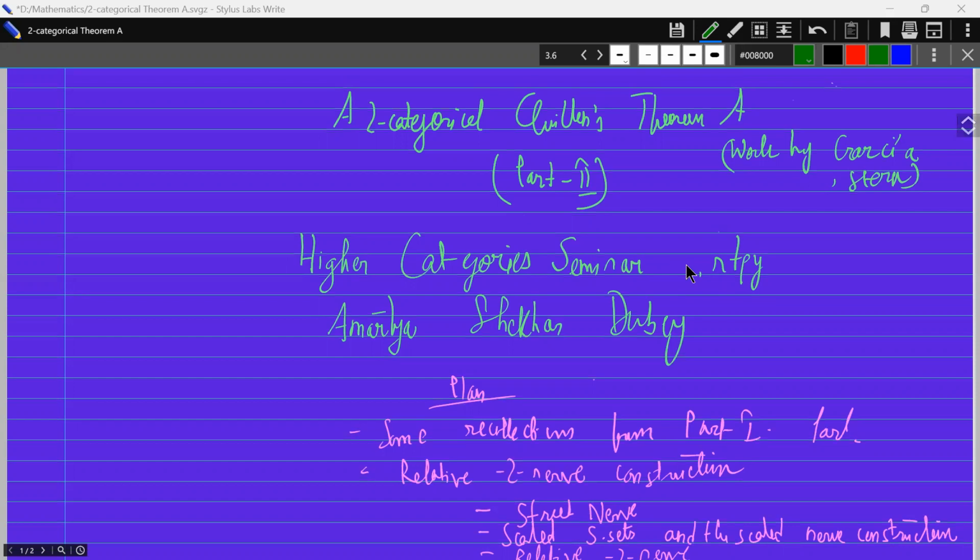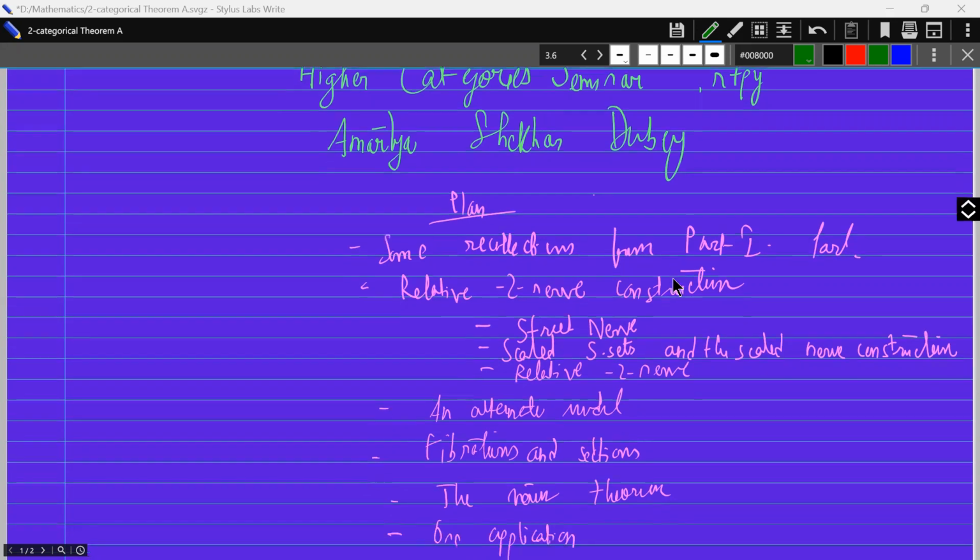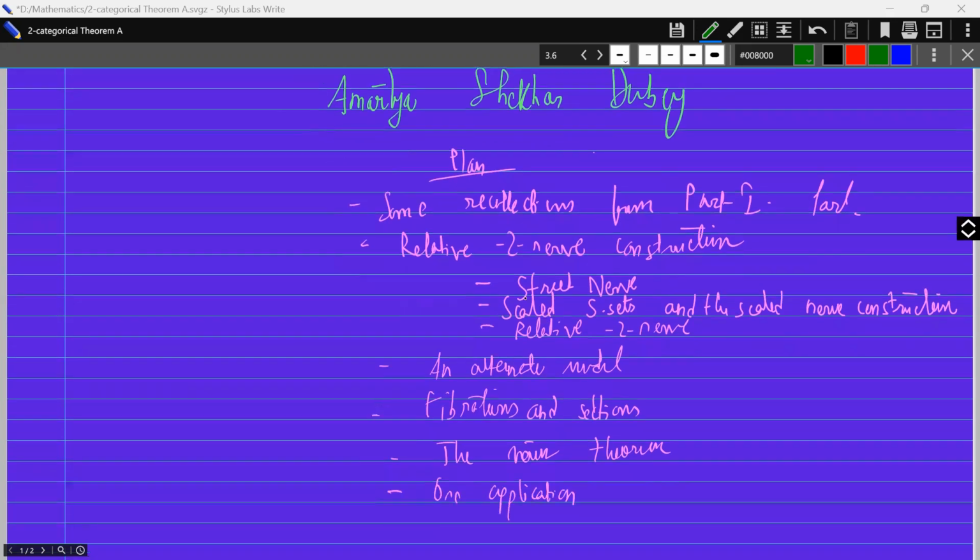So this is the second part of the talk. Here's the plan. I'll start with a few recollections of the main ideas of part one, and then I'll talk about the relative two-nerve construction. Then, just for fun, I'll also talk about the straight nerve and the way it's related to the relative two-nerve construction.